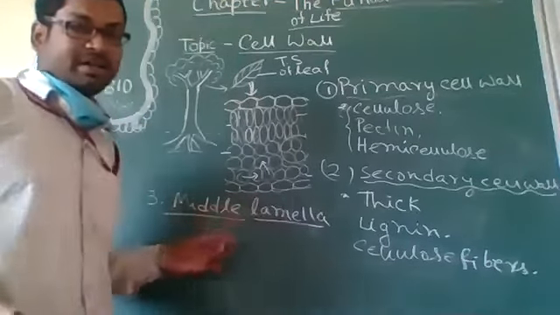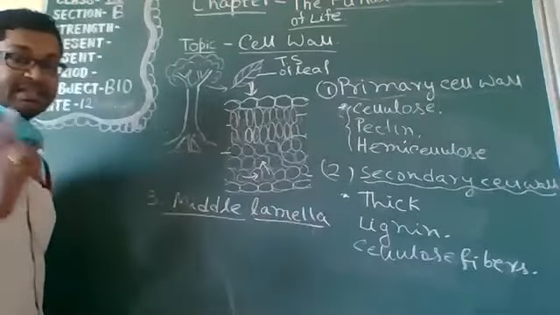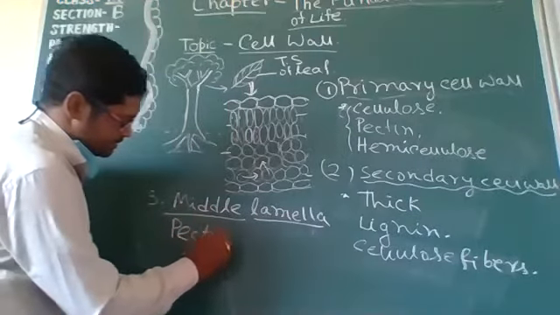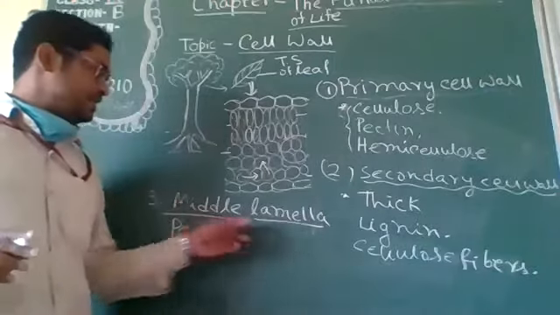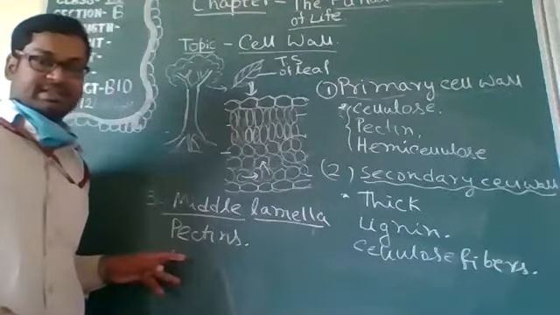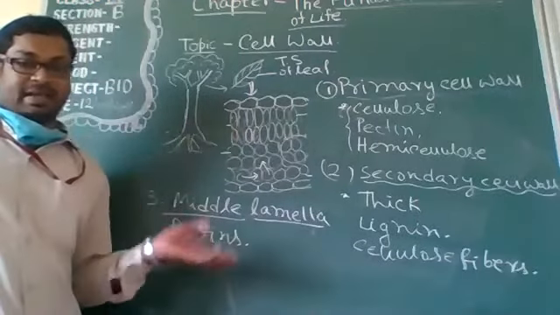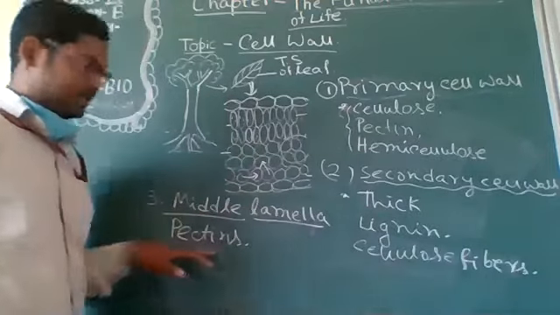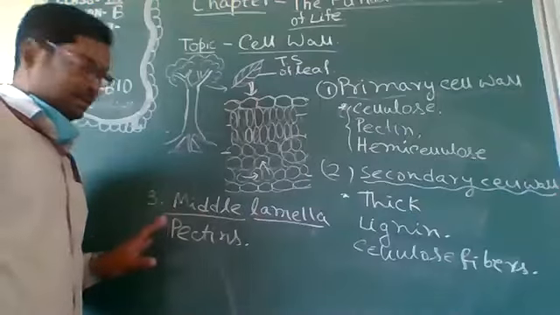Which components does the middle layer contain? Pectins. Which components are present in the middle lamella? Pectins. Okay, it is made up of calcium and magnesium pectates. Calcium, magnesium pectate are also present in the middle lamella.